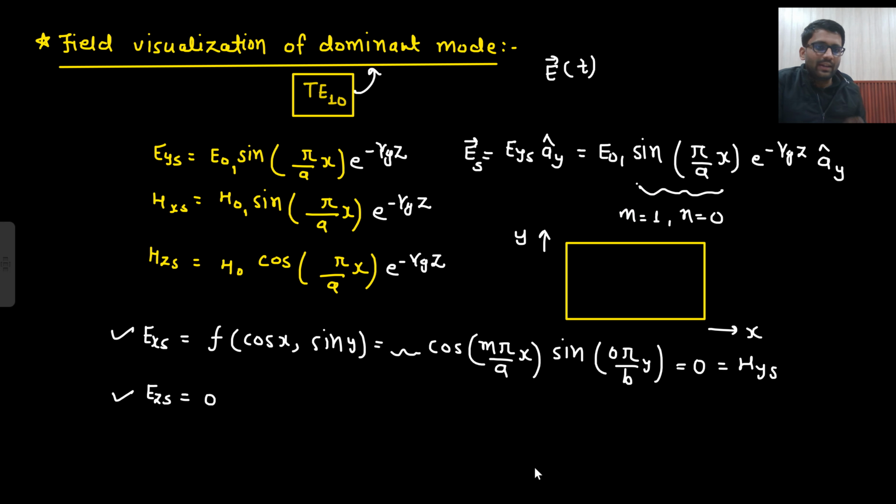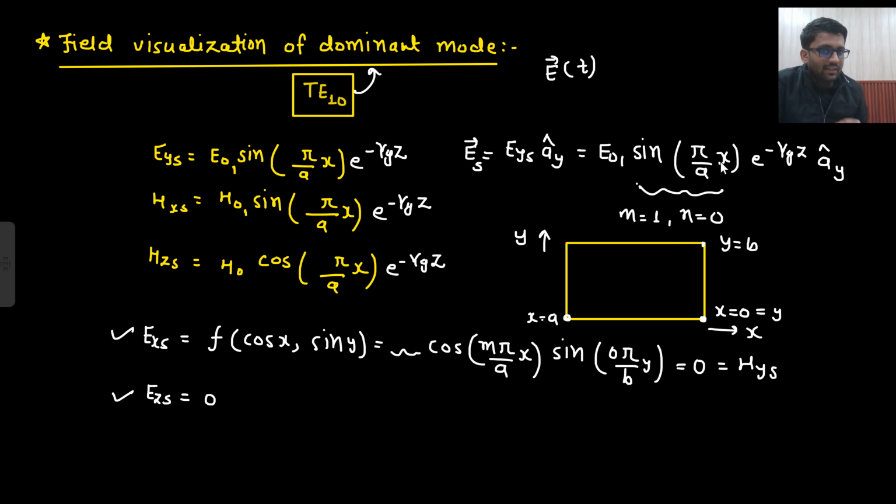And if I talk about the electric field, what was this? This was x equals 0, y equals 0. This was your x equals a, and this was your y equals b, right? Now if the x value is 0, at that time your complete field is 0, and when the x value is a, at that time also your complete field is 0.